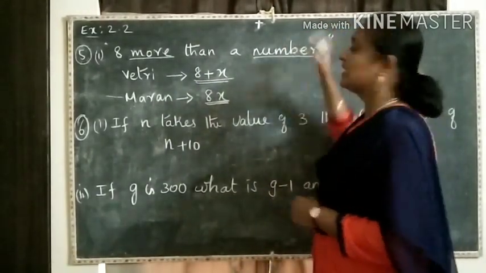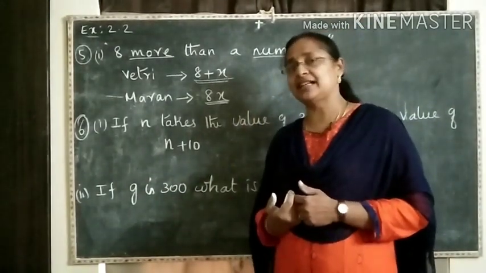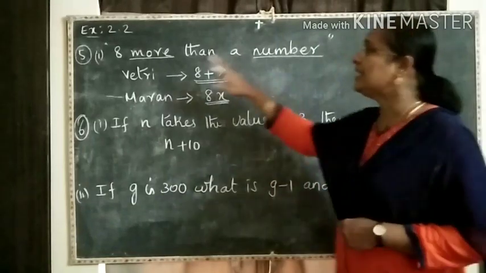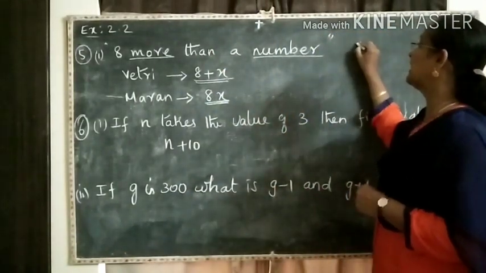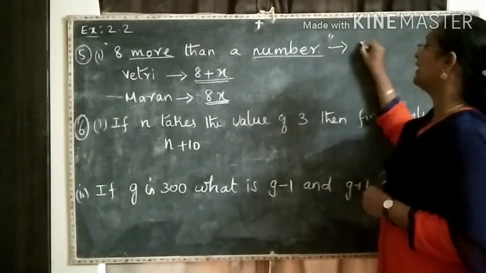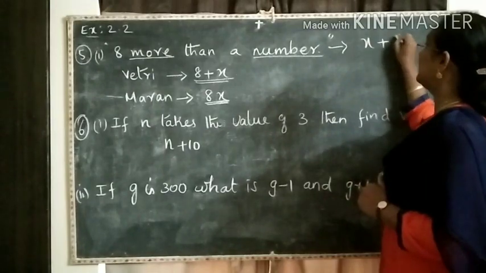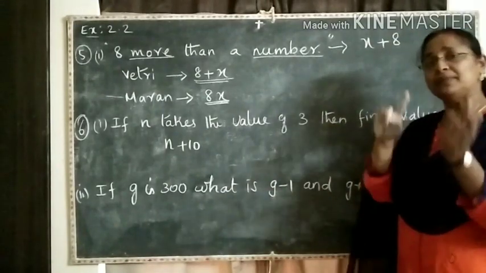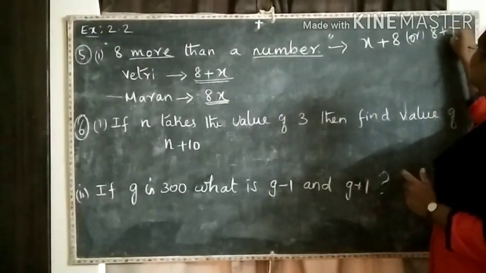Okay, now first let's write the answer for the teacher's question. 8 more than a number. I don't know the number. Let me take that unknown number as x. Okay, now 8 more, so x plus 8. Now x plus 8 is the same as 8 plus x.